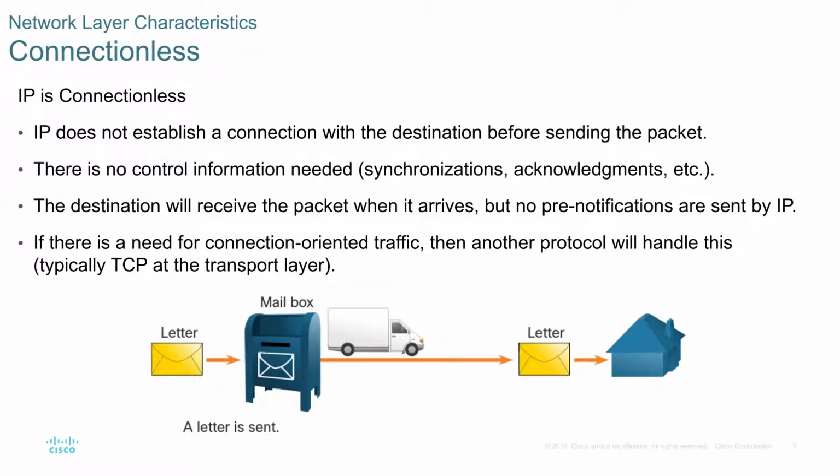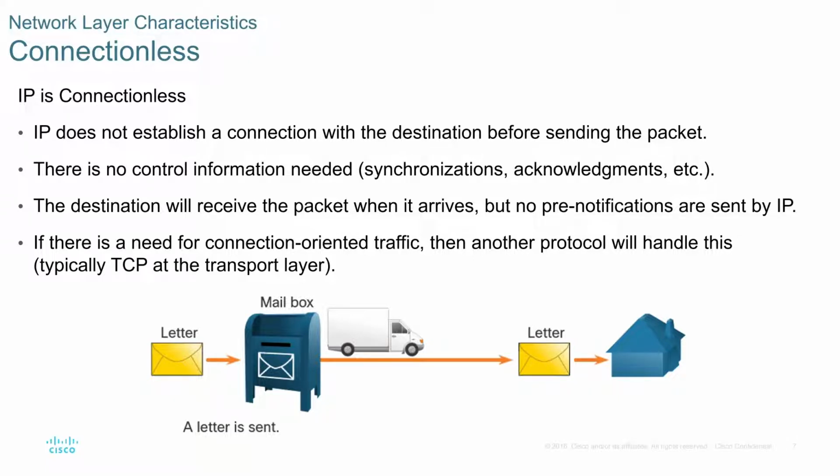So connectionless does not establish a connection with the destination before sending the packet. As in the example, this is like when we send a letter. We prepare the letter and drop it in a mailbox. We do not know if the receiver is there to receive the letter. So there is no control information needed, either synchronizations or acknowledgments. The destination will receive the packet when it arrives, but no pre-notifications are sent by IP.